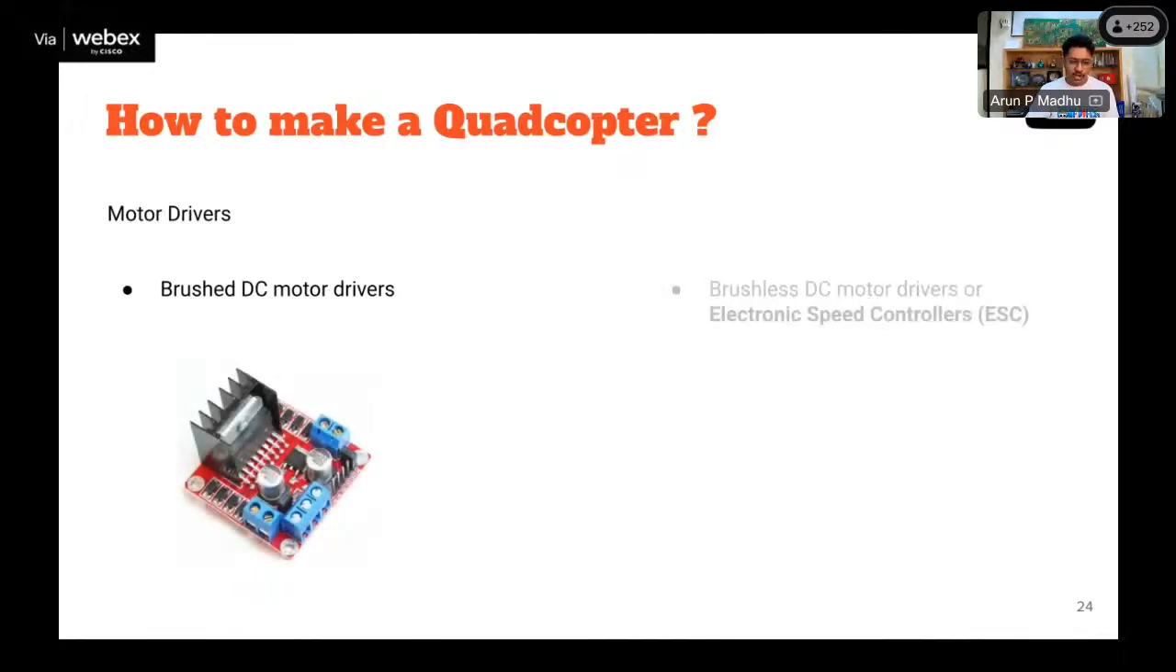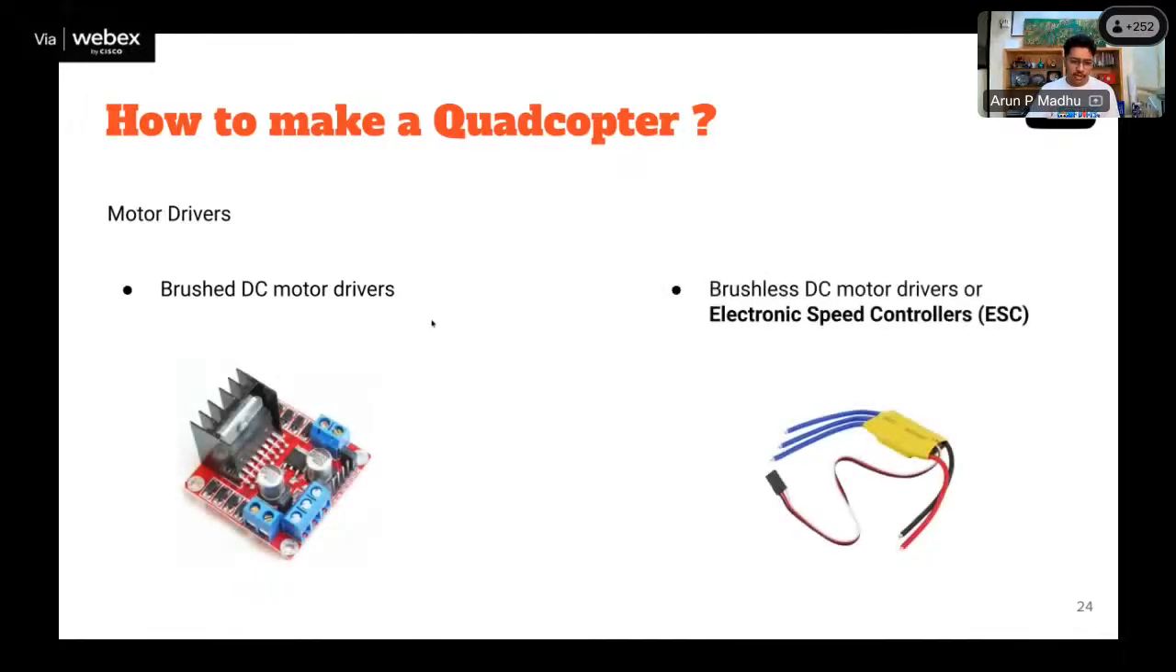Then we come to motor drivers. We have brushed DC motor drivers. If electronics people are there, you might have seen this in your lab. Then there are motor drivers for brushless DC motors, and these are called electronic speed controllers or ESCs. These also you might have seen in your lab. I won't go into too much detail because we have a time limit for this session. So interested people can just Google this stuff and get on with it.